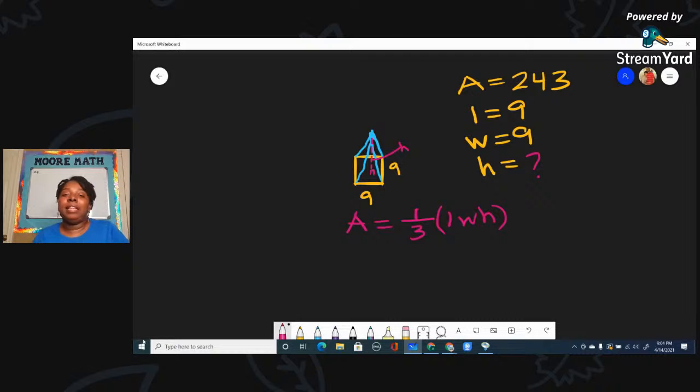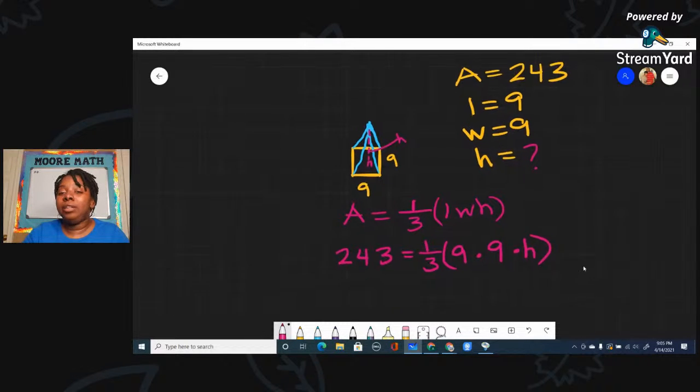Okay, I have length times width times height divided by 3. They gave me the volume. They gave me the length, 9. They gave me the width, 9. And I just have no clue about that height. But that's okay.